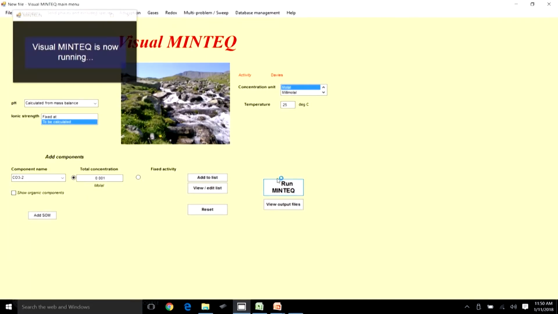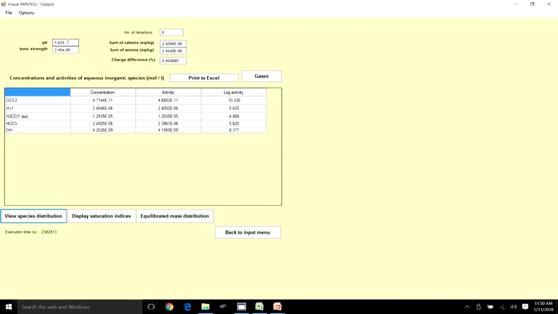I am going to run Visual MINTEQ, and we see that the pH is 5.6. So what does that mean? Earlier we had a pH of 4.6, and now we have a pH of 5.6. It means that the equilibrium is towards the right. So now the CO3 total left the aqueous phase and changed phase into the gaseous phase in the form of CO2. So what does that mean? You are having a net loss of your acid from your system. So what does that translate to? It translates to an increase in the pH, right.